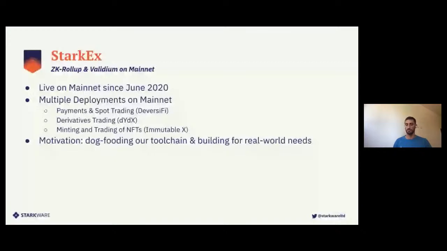And one of our motivations to always keep StarkEx at the edge of our technology is that it allows us the ability to dogfood our toolchain and how we build stuff against real world needs. And so we always know that what we're building can actually operate in production and support real world needs.